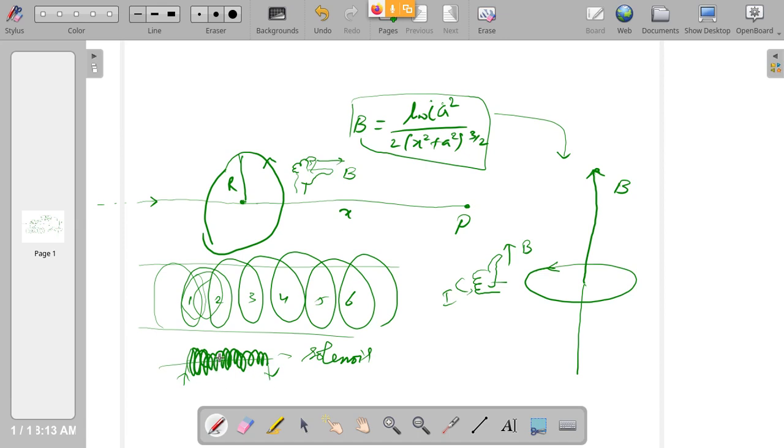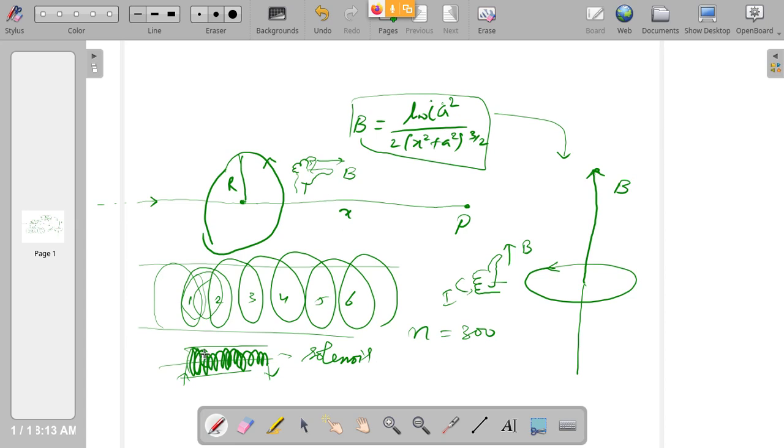So for that we therefore have to use integration techniques only. We cannot add or count. We cannot say 1, 2, 3, n turns are there, n is some 300 turns, so I will use this formula and add the magnetic field. No, I cannot do that because it is a continuous, single piece.